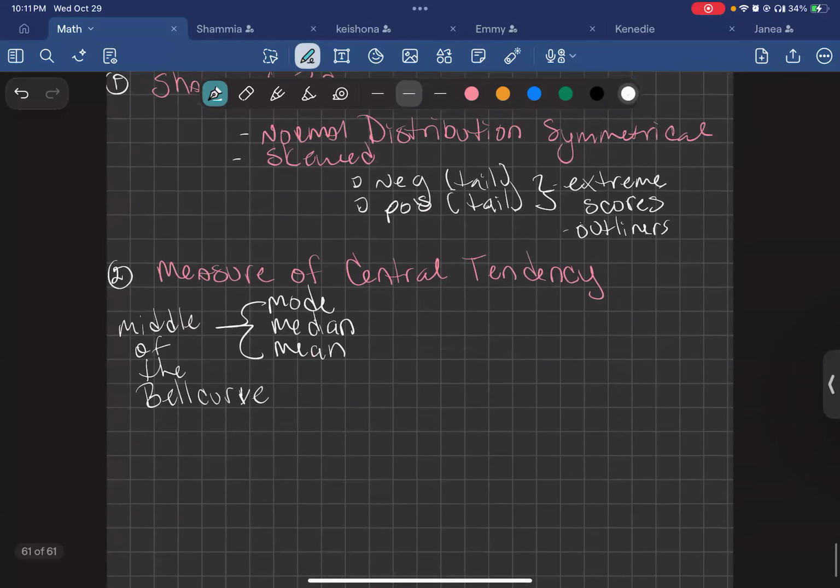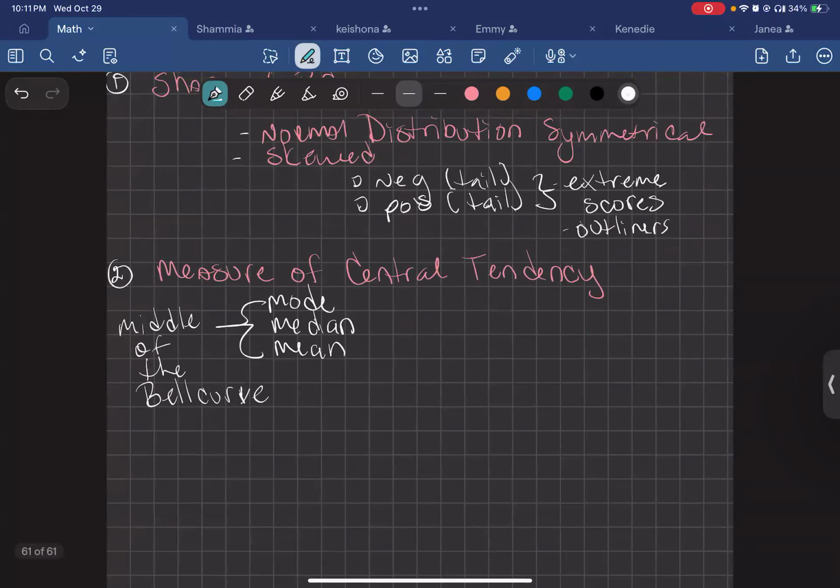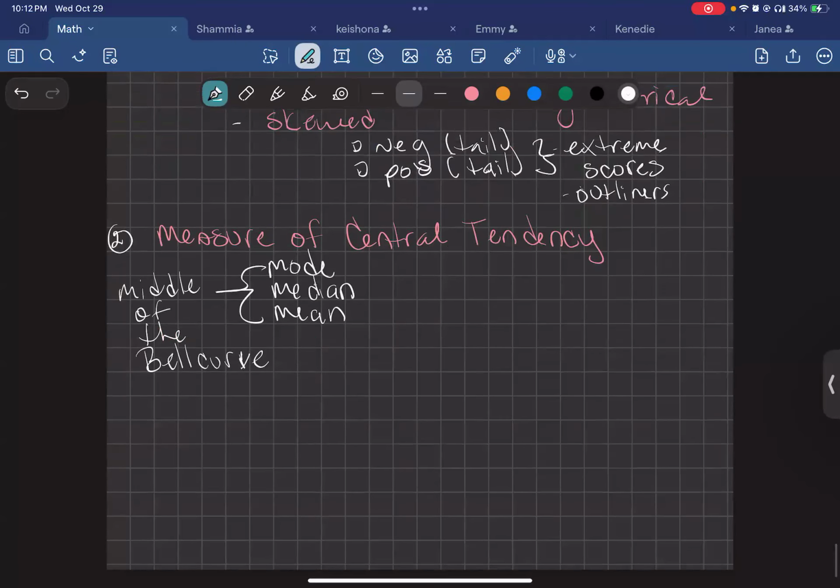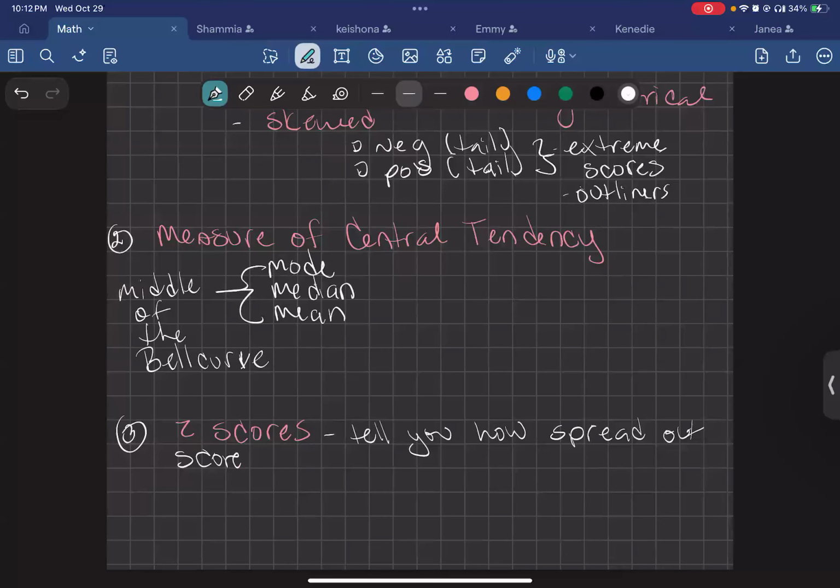Okay, so we talked about the measures of central tendency. The next one we are going to talk about, everyone's favorite, is z-scores. Z-scores tell you, as well with a normal bell curve, how spread out the scores are from the mean.